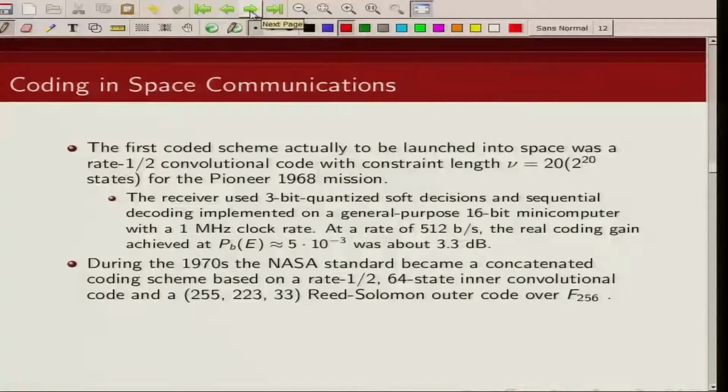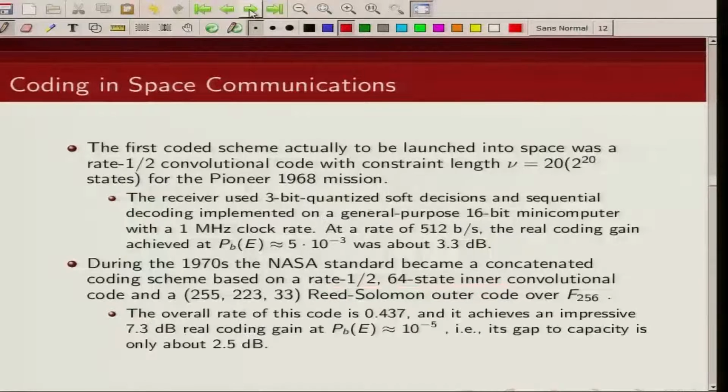Next, around the 70s, NASA started using concatenated codes. The outer code was a Reed-Solomon code, and the inner code was a 64-state, rate half convolutional code, and it found a lot of applications. The overall code rate of this was 0.43, and the gap to capacity was only 2.5 dB. It provided a coding gain of around 7.3 dB at a bit error rate of 10 to the minus 5.